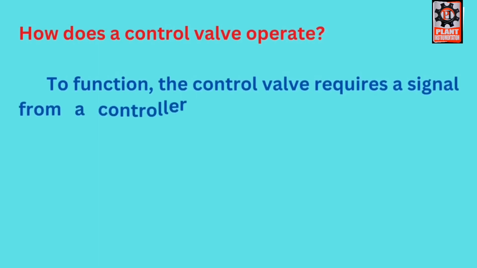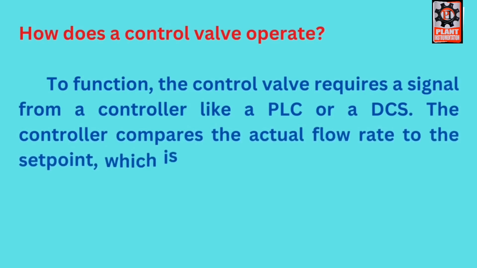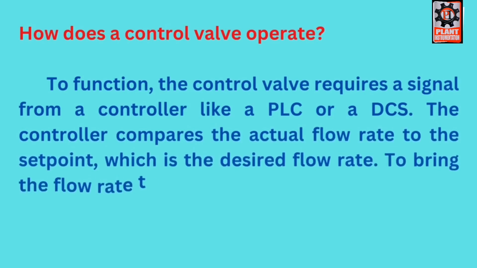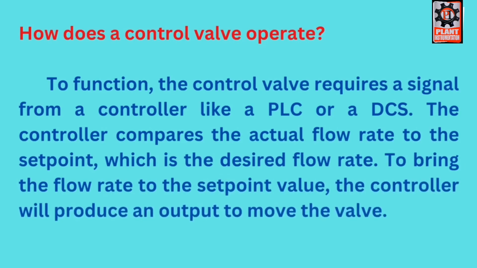How does a control valve operate? To function, the control valve requires a signal from a controller like a PLC or DCS. The controller compares the actual flow rate to the set point, which is the desired flow rate. To bring the flow rate to the set point value, the controller will produce an output to move the valve.